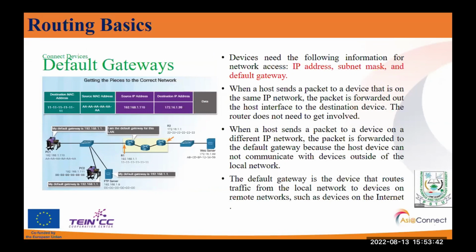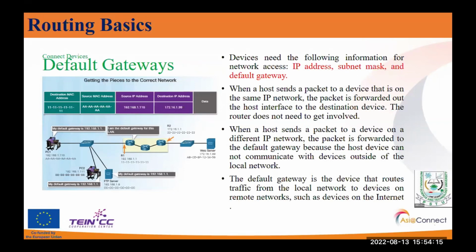Default gateway to enable network access. When you want to enable network access, a device must be configured with IP address information: the IP address, subnet mask, and default gateway. So what do you mean by IP address, subnet mask, and default gateway? I have already discussed the IP address, which identifies a unique host on a local network, and the subnet mask, which identifies with which network subnet the host can communicate.